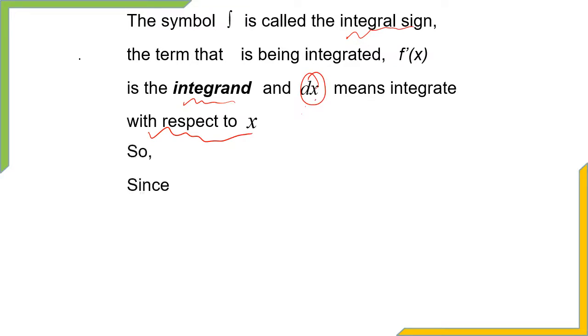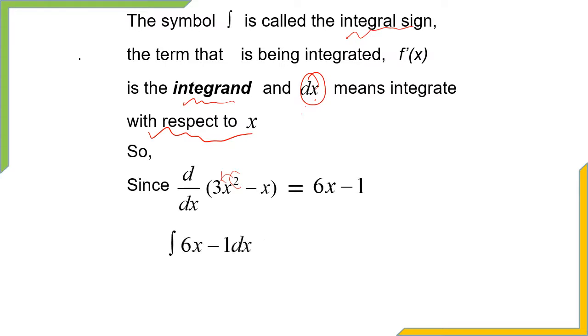So d dx of 3x squared minus x, how do we differentiate this? We bring the power to the front, so we get 2 multiplied by 3, which is 6, multiplied by x to the power of 2 minus 1, which is equal to 1. And then the negative x will be 1. So the integral of 6x minus 1 with respect to x. Why? We need to do it with respect to the variable that we want to integrate.